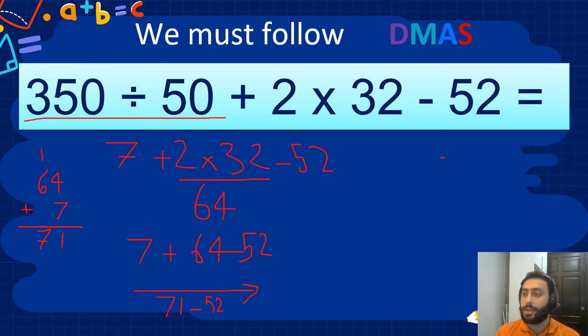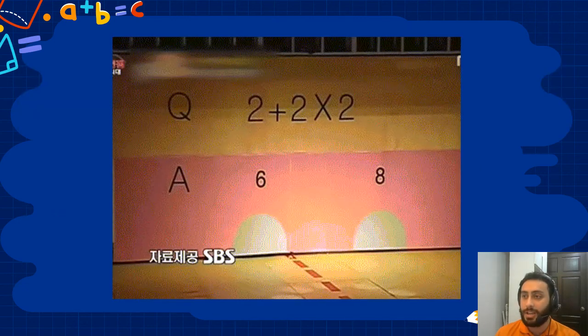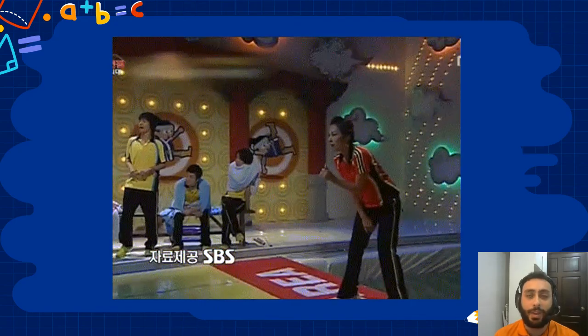71 minus 52. Uh-oh. We have to borrow. So this becomes 11. This becomes 6. 11 minus 2 is 9. And 6 minus 5 is 1. So the final answer is 19. Are we correct? Yes, we are.